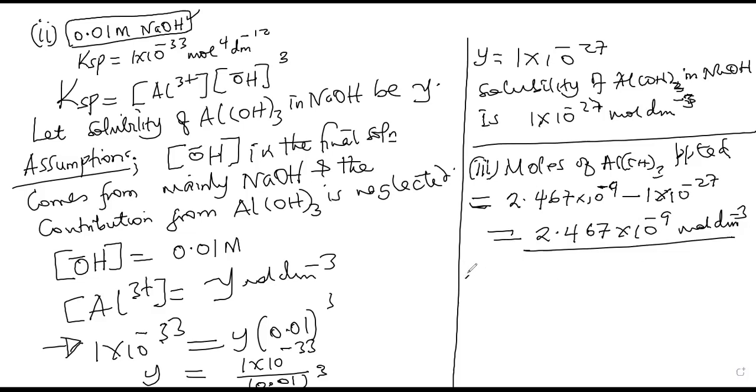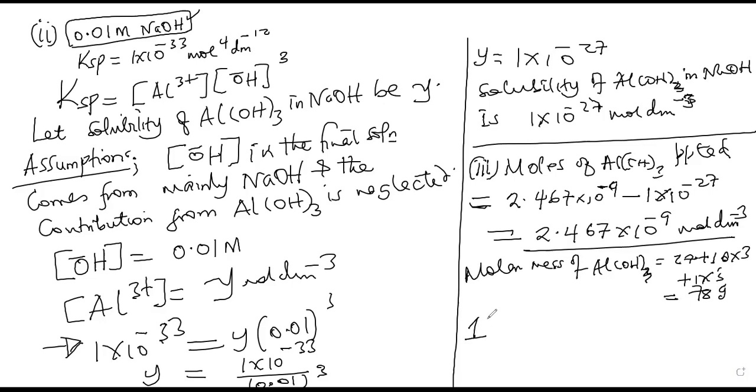So can we get the mass precipitated? Of course, to get mass, you need to first get the molar mass of aluminium hydroxide. Aluminium is 27, plus 16 times 3, then plus 1 times 3. This gives us 78 grams, meaning that 1 mole weighs 78 grams, because molar mass means the mass of a substance in 1 mole. So 1 mole of aluminium hydroxide weighs 78 grams.